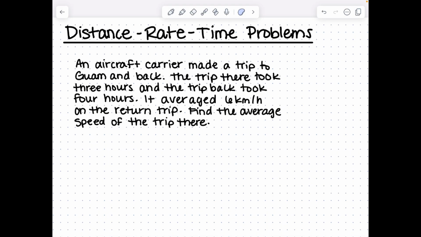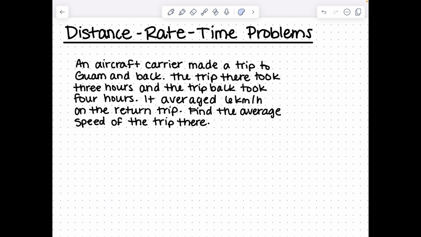Welcome. We are talking about distance, rate, and time problems. Now, these are problems that combine the idea of distance, rate, and time, but it's not just a pure use of that D equals RT formula. We're going to be combining some things, making some calculations.